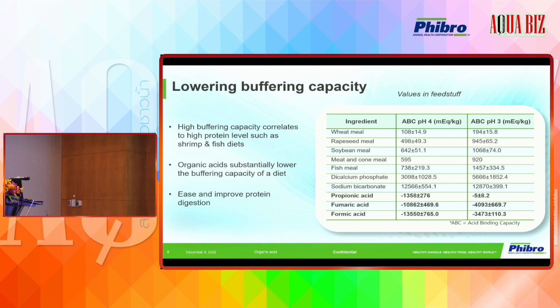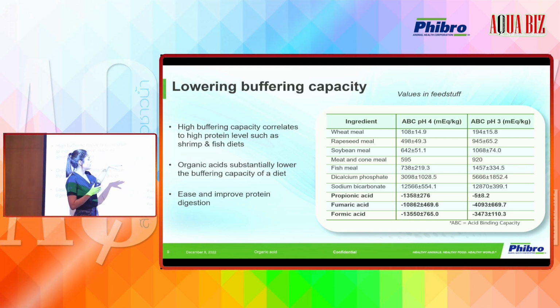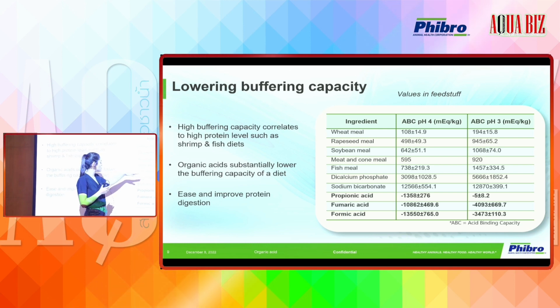So we see that the number is always in relation to a pH, and we see that wheat meal, which has a fairly low protein level, has a low buffering capacity compared to meat and bone meal or fish meal that have a higher level. Minerals have a very high level of buffering capacity.